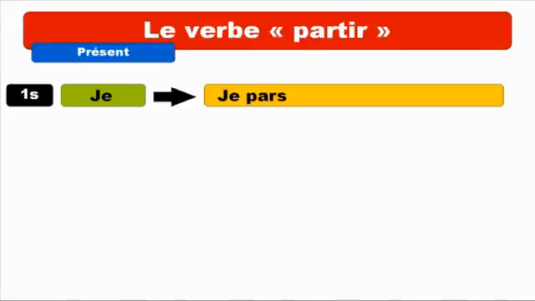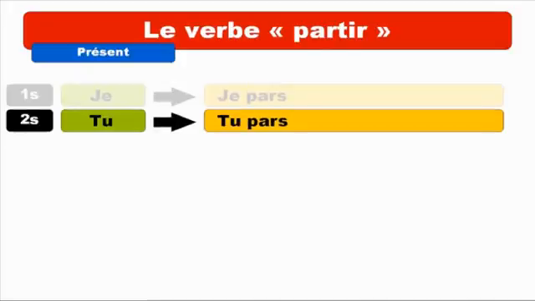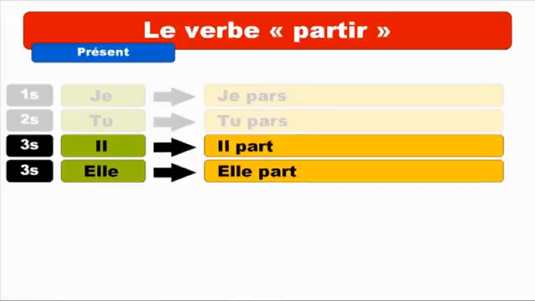Je pars. Okay, and then for two we've got this tu pars. So second person, tu pars. Okay, so it's the same form as you noticed, it ends with an S but we don't pronounce it. And then il, elle: il part, elle part.